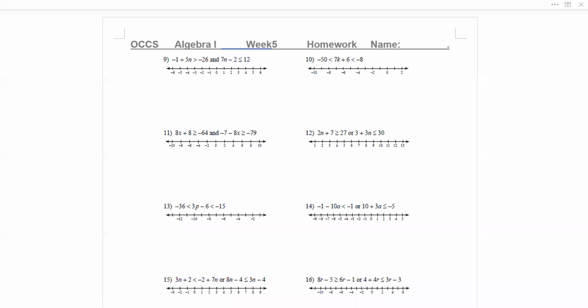In case you missed it, this is week 6. Let's review the week 5 homework first. Last week we learned inequality and compound inequality. The homework part is about compound inequalities.